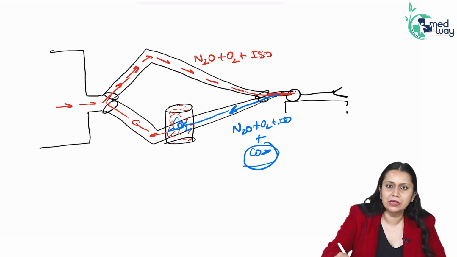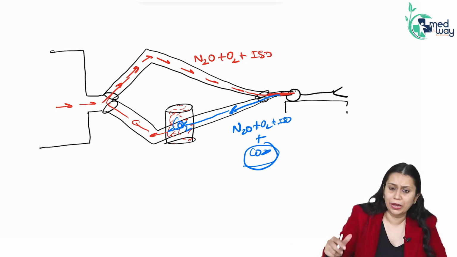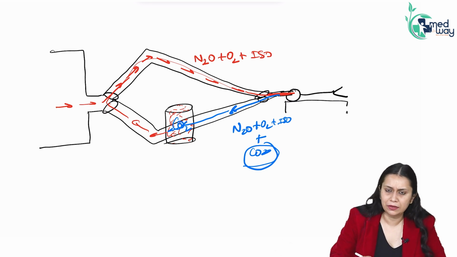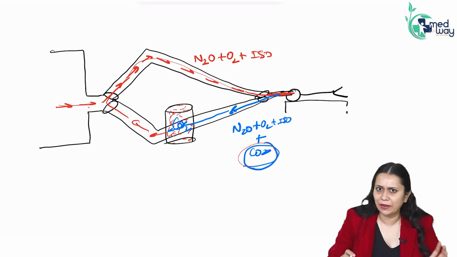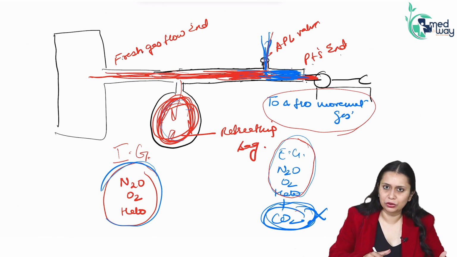So this is the circle system. The gas is not moving to and fro. It is moving in a circle, and we are not dependent on the fresh gas flow for removal of carbon dioxide. CO2 is removed by a chemical reaction. So the requirement of fresh gas flow is very minimal. So this circuit became very economical over the semi-closed circuit.